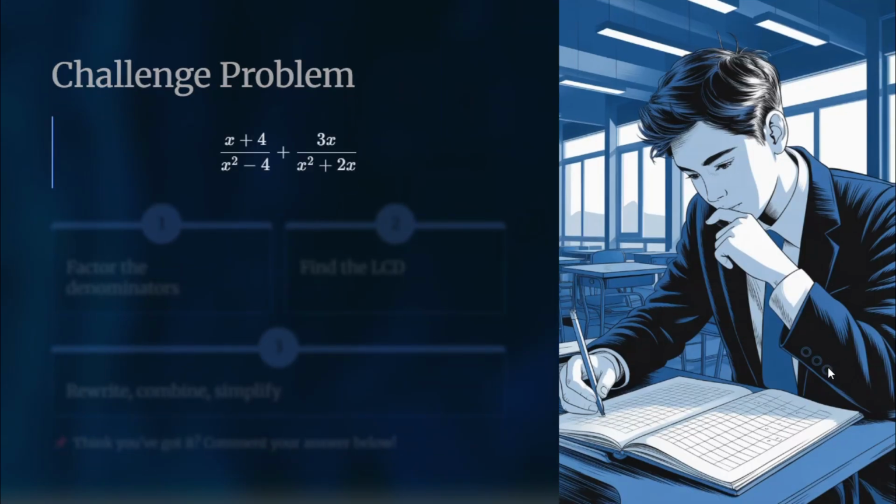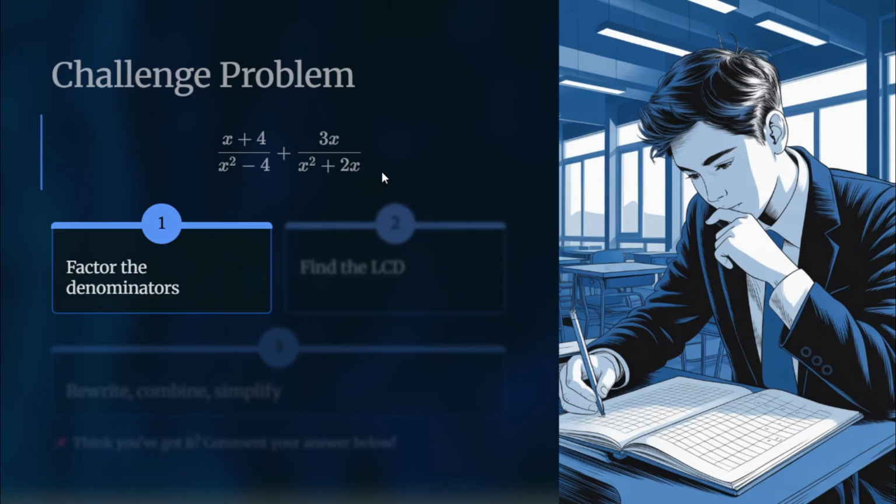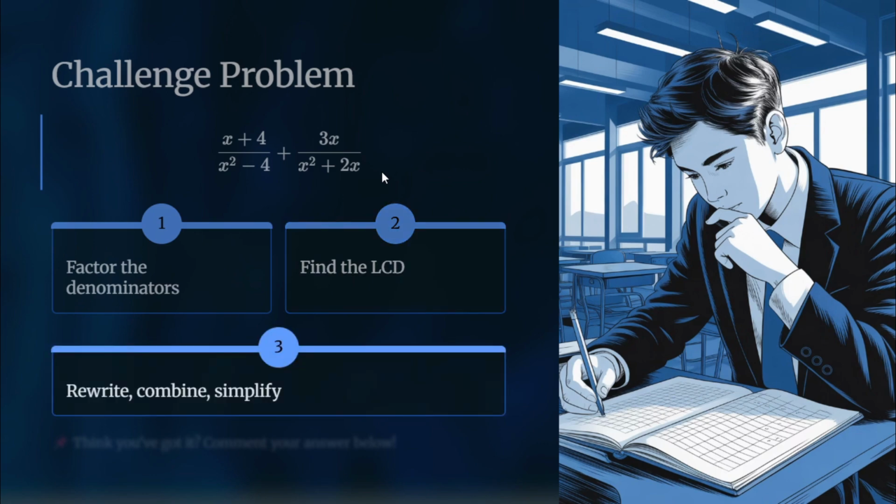So here's your challenge. Perform this operation: x plus 4 over x squared minus 4, plus 3x over x squared plus 2x. You'll need to factor the denominators first, find the least common denominator, rewrite, combine, and simplify.